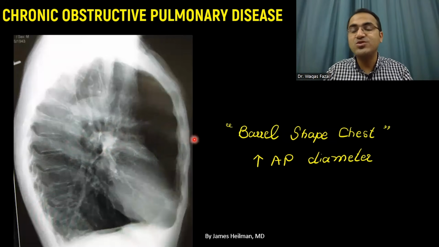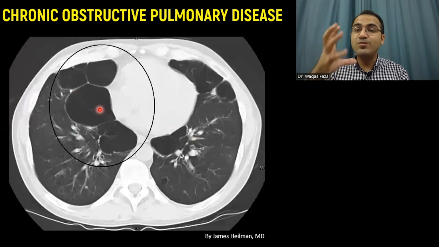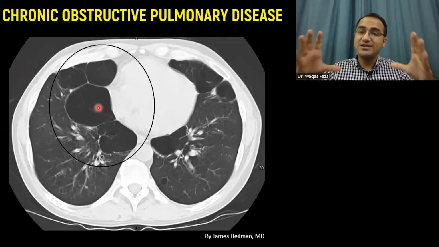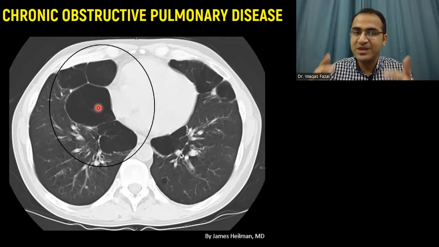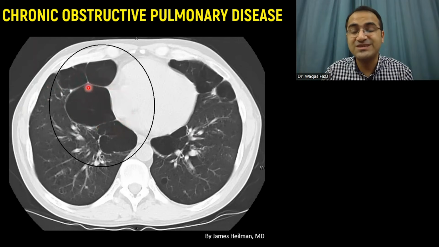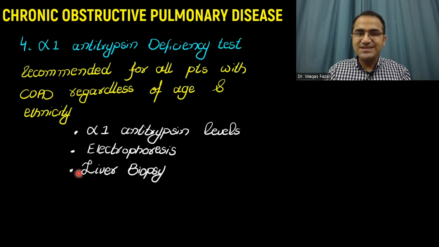This increase in anteroposterior diameter occurs due to obstruction of air within it. This is a CT scan showing the bullae of lung. Most of the time it happens that these alveoli get destroyed, then they form large bullae. These are called emphysematous blebs, and they sometimes rupture, resulting in pneumothorax. So this was ABGs and chest X-ray.